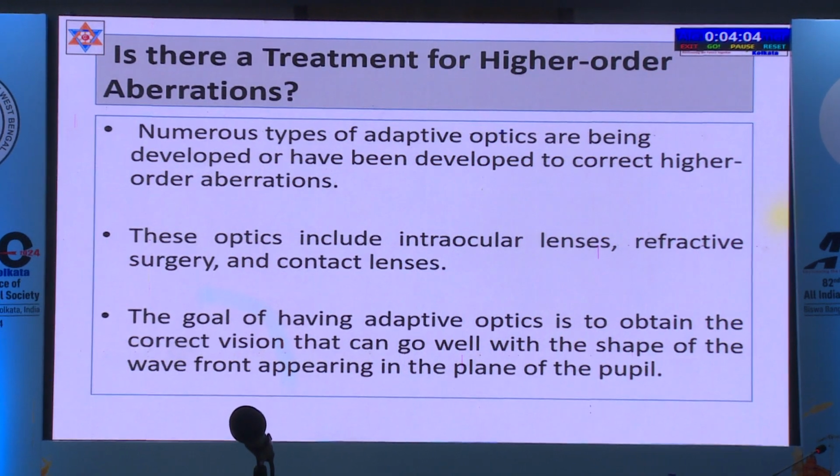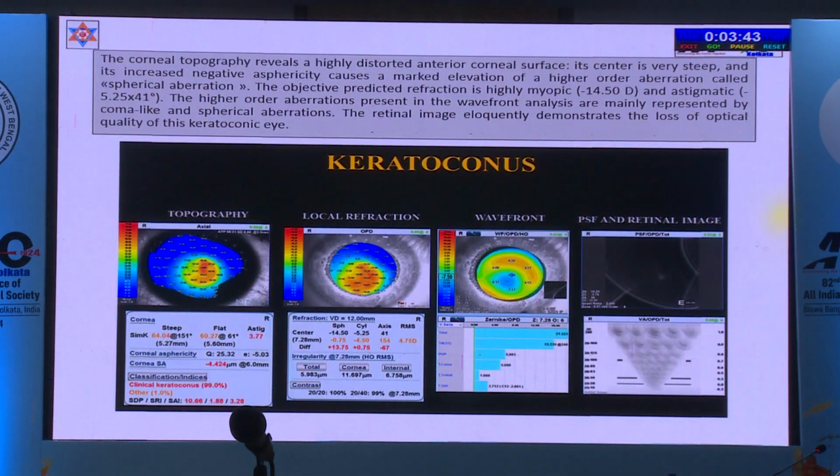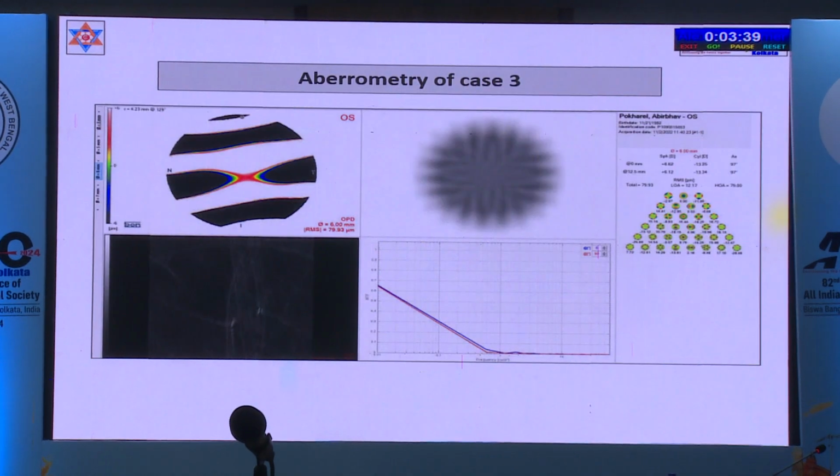So how do you actually correct these things? They don't get corrected with spectacles. You have to go for adaptive or customized lenses. Even normal contact lenses don't work. You can go for RGPs, but the best thing is to use the customized or the adaptive lenses. So this is with these adaptive lenses. And I think I'll show this last picture. This is one of our cases.